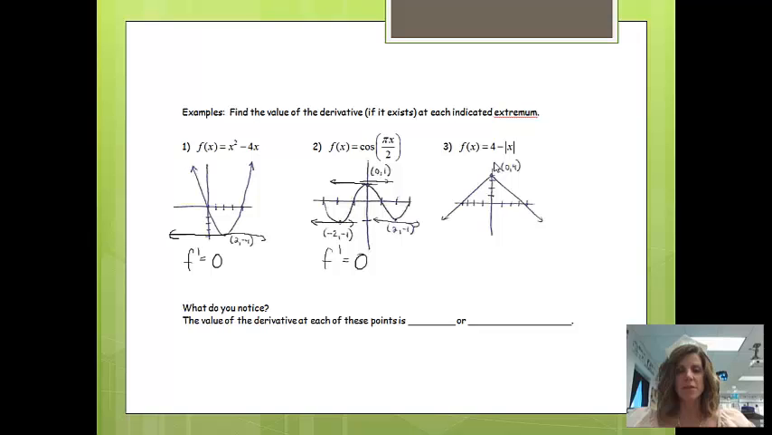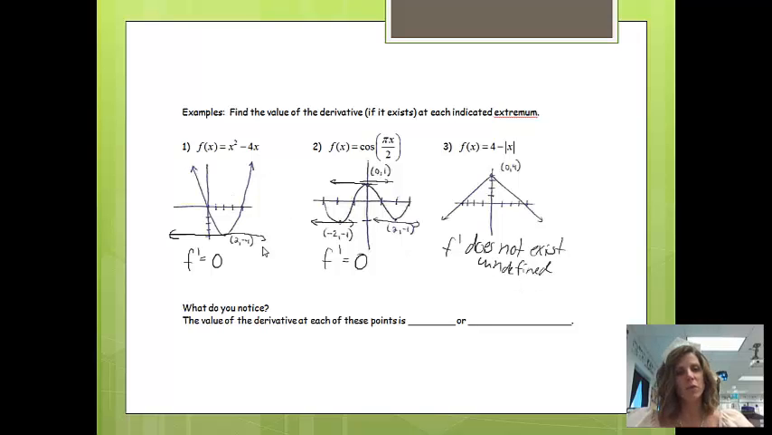And then on this last one, it's an absolute value graph. The extremum, the highest value, is (0, 4). So if I try to draw a tangent line there, we're talking about the derivative. Remember, since there's a sharp turn, we know that f prime does not exist or is undefined. We can't find the derivative at that point.